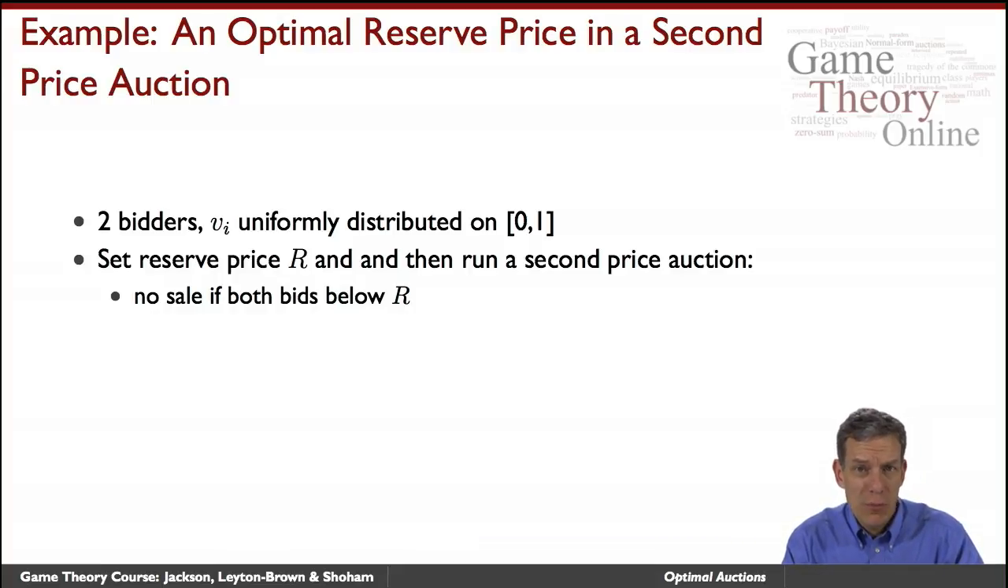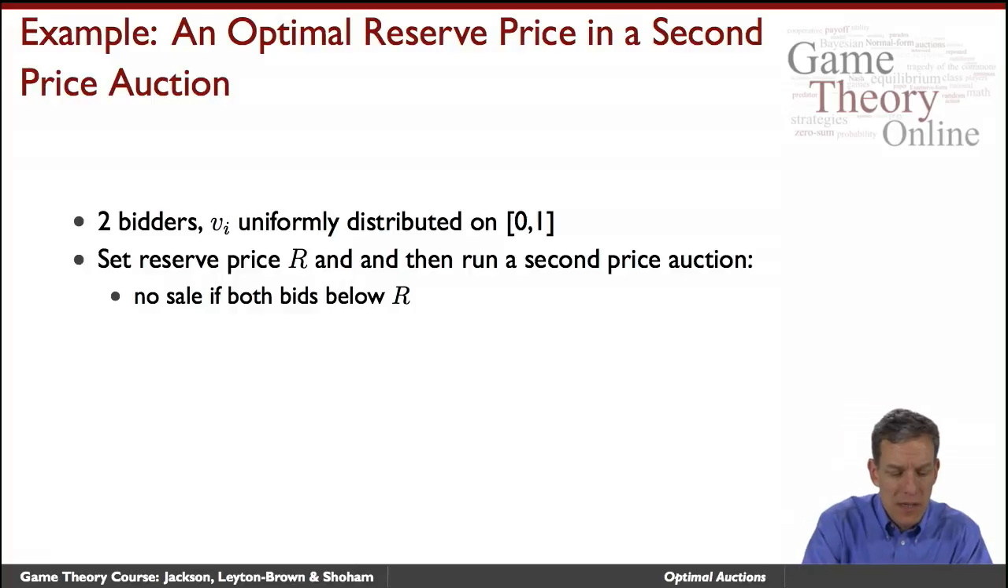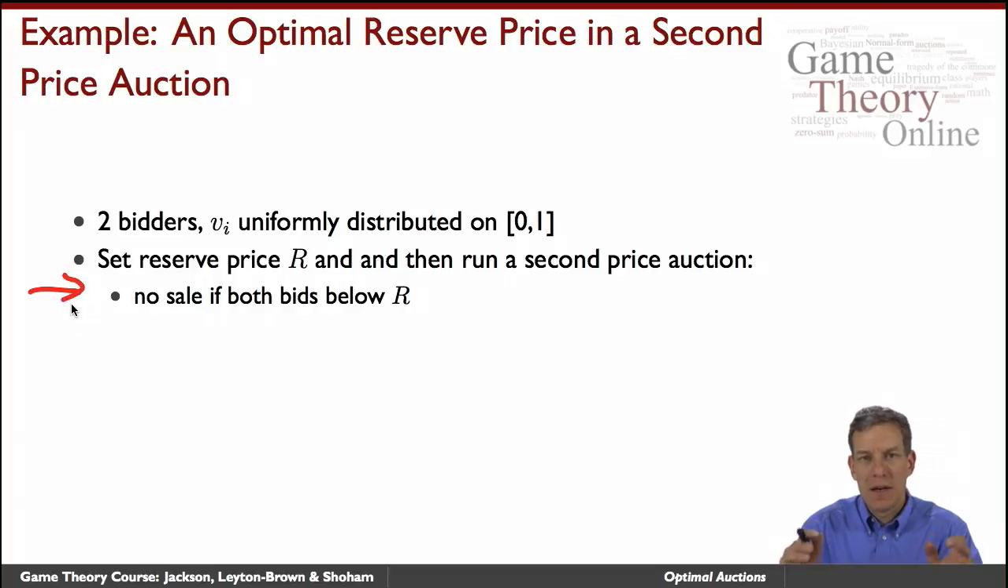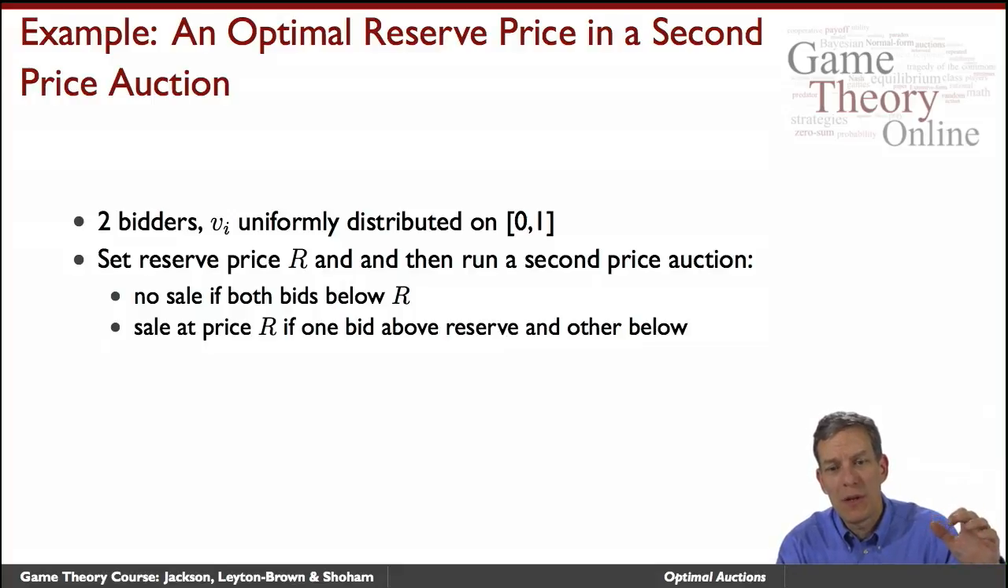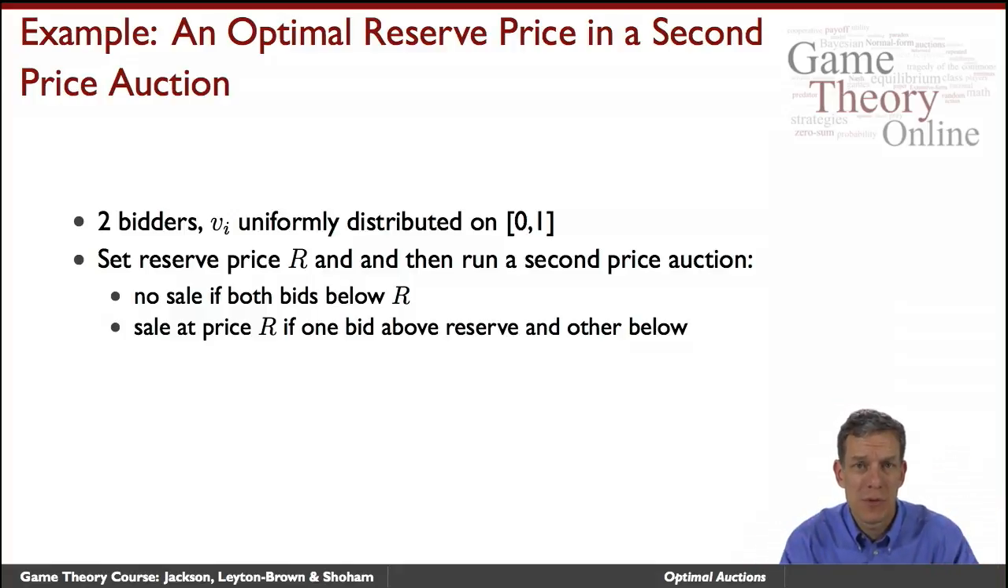Once we've put in a reserve price, if both people end up bidding below that, we're not going to get anything. And here's the risk now. If we didn't have a reserve price, we would always sell the object. Now there's a possibility of no sale, so we're not going to get anything. If one bidder bids above the reserve and one below it, then the reserve price is going to kick in. That's going to be the second highest bid. We'll think of the reserve price as if it was a bid.